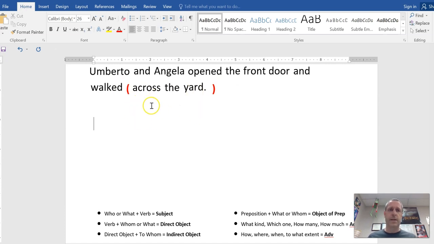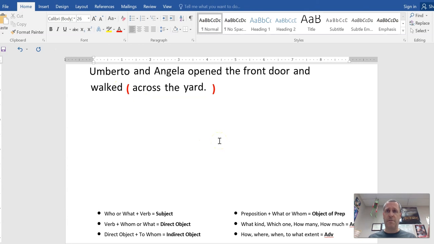Now let's look at the rest of the sentence: Umberto and Angela opened the front door and walked. As always, I want to find my verb first. So I look up here for an action and I see, opened. But if I continue to look, I'll also notice that walked is an action. I have both opened and walked.